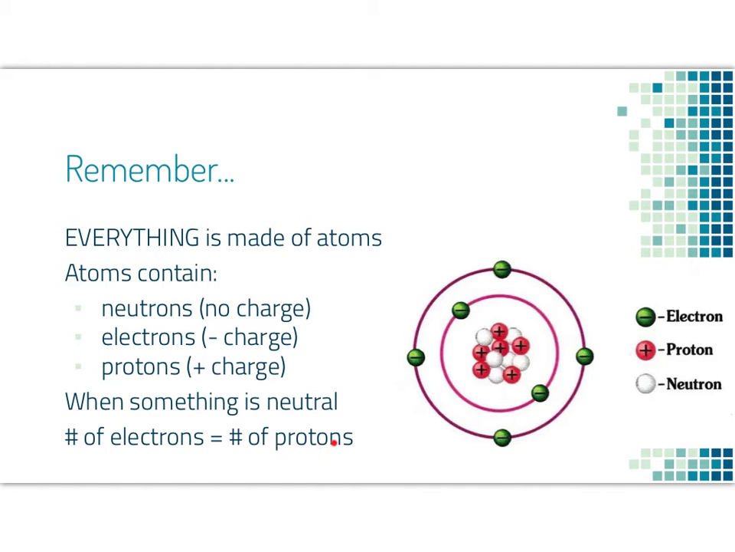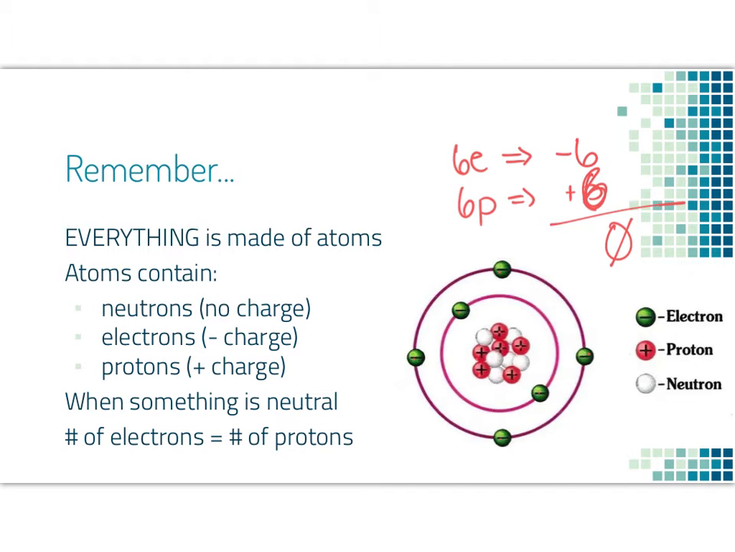number of protons. So in this example here, we have 1, 2, 3, 4, 5, 6 electrons, meaning that we have a -6 charge from those. And we have 1, 2, 3, 4, 5, 6 protons, meaning we have a +6 charge from those. When we add those two together, it is neutral.